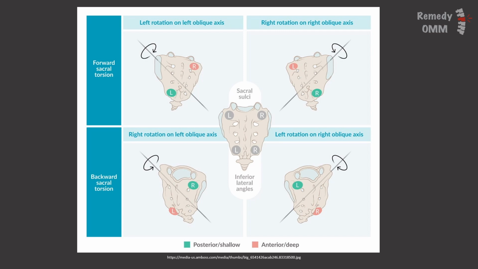In this picture, you can see that by knowing the axis of rotation, which is information we can get from the seated flexion test, and combining that information with the palpation of the bony landmarks, we can figure out which torsion dysfunction the patient has.